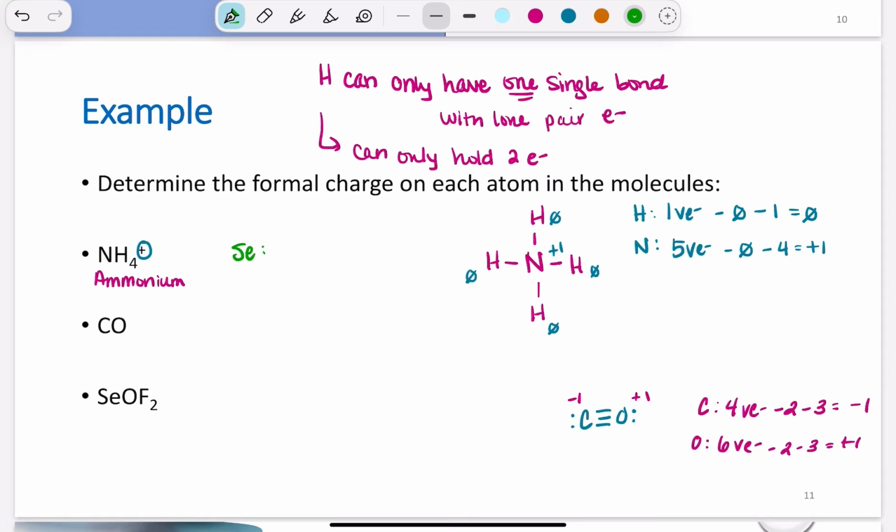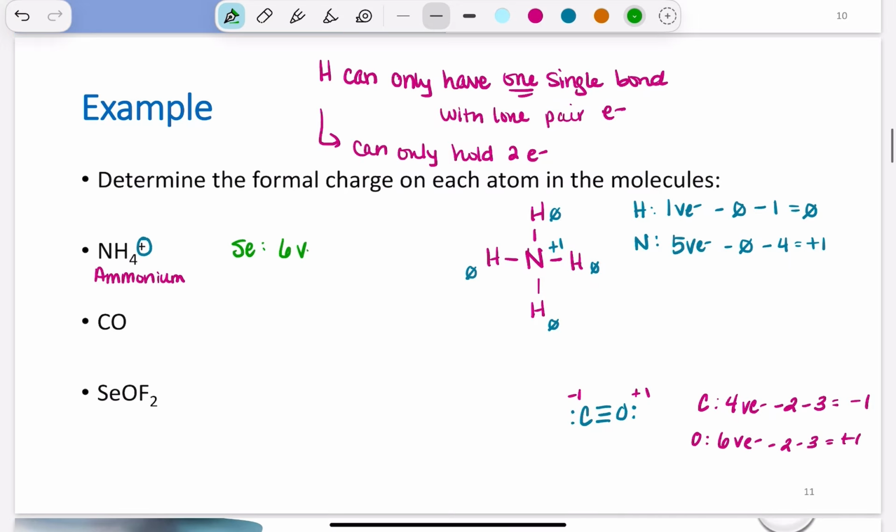So Se, selenium. Actually, I forgot what selenium is, so I need to look it up on the table. For the number of valence electrons, I think it's 6. Let's check. Yes, selenium is under sulfur, so 6 valence electrons. I know oxygen has 6 valence electrons. I have 2 fluorines, and I know fluorine has 7 valence electrons. So 7 times 2 is 14, plus 6 is 20, plus 6 is 26. 26 valence electrons.